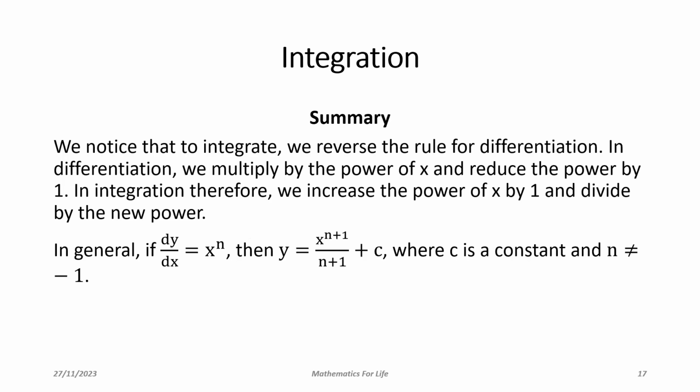In summary, in this lesson, we've learned how to integrate. Provided the gradient function, we can determine what the initial function was by using the rule: increasing the power of x by 1 and dividing by the new power, and then adding the arbitrary constant c.